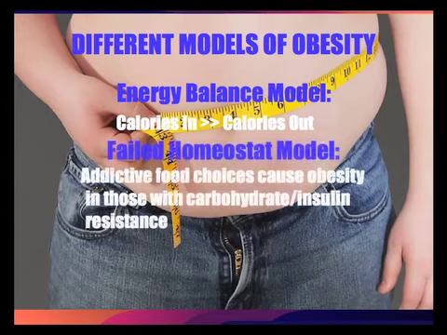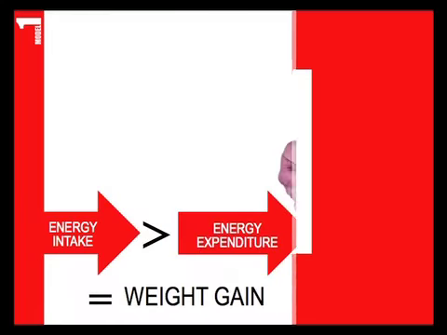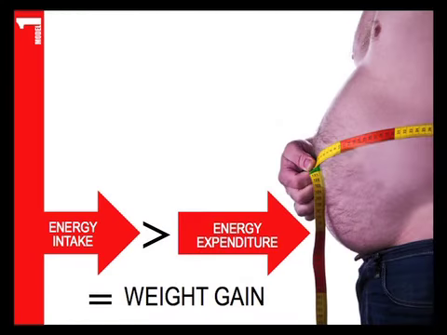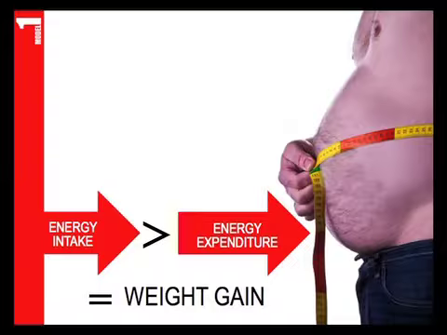The better model, in my view, is called the failed homeostat model, in which addictive food choices cause obesity in those with carbohydrate insulin resistance. And I'll show you that when you apply this model, then you can really get people to lose weight. So let's look at Model 1. Model 1 simply states that if your energy intake exceeds your energy expenditure, you will gain weight. And that is absolutely true. And people who are fat have to increase their energy intake. We're not contesting that. What we're saying is that this model doesn't help us treat the disease.